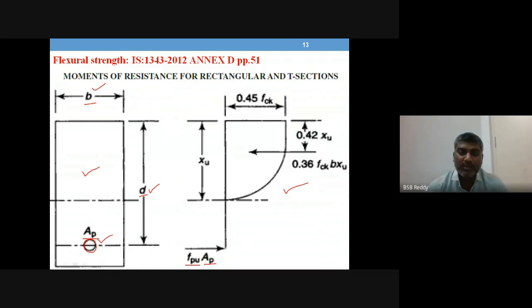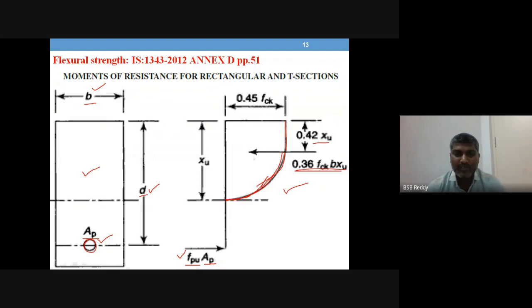Similarly, the stress block is parabolic till this point, and then it is a constant value, a straight line, so a combination of a parabola and a straight line. Now the straight line portion is 0.42 xu, and if you calculate the area of this stress block, that will give you 0.36 fck b xu as the compression force. So the compressive force is this much and the tensile force is this much.